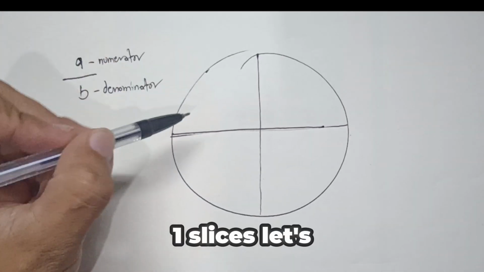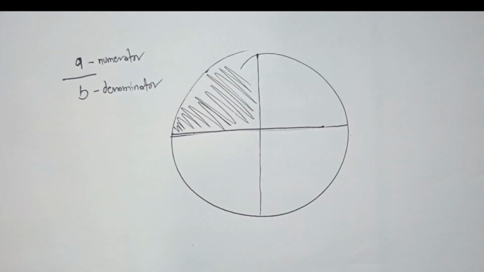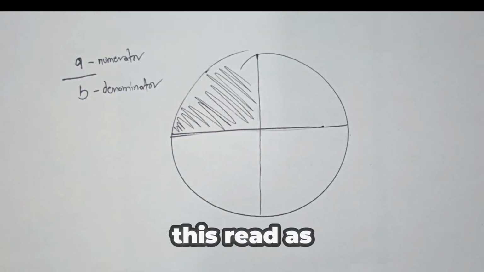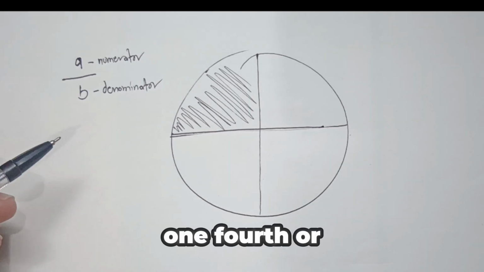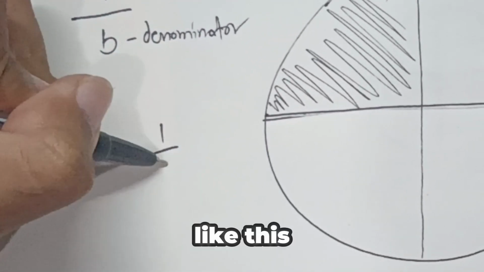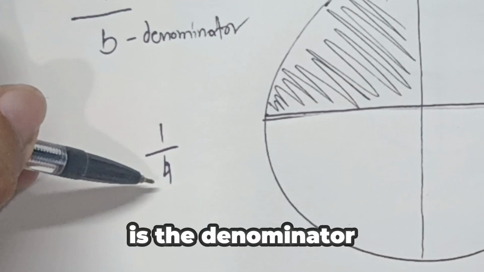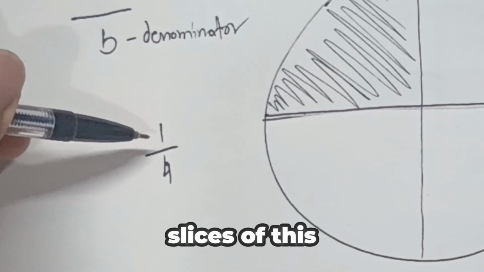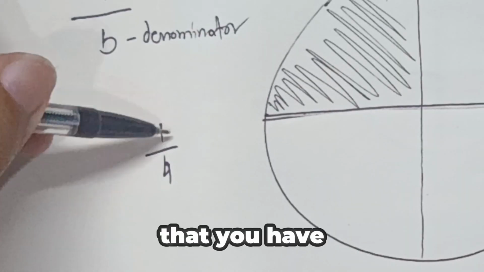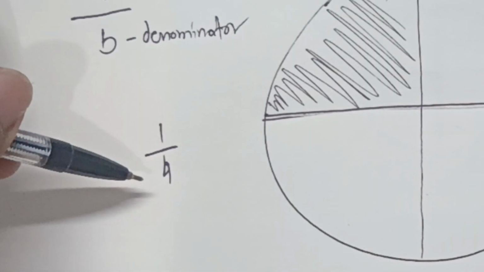If I take one slice of the pizza, this is read as 1/4. It's going to be like this. This is the numerator and this is the denominator. This is the slice that I have, and this is the number of slices of the whole pizza.